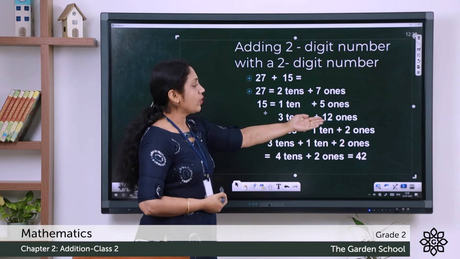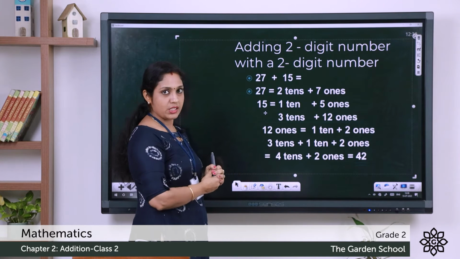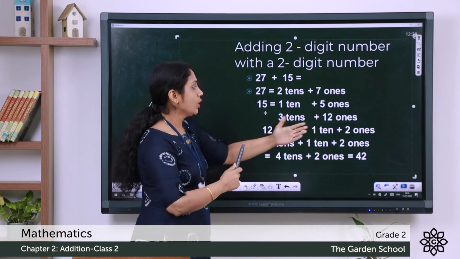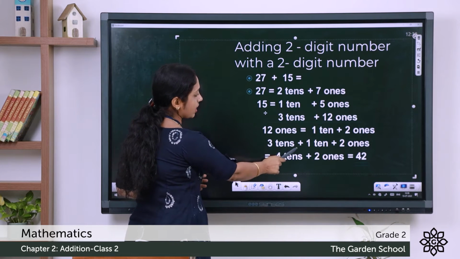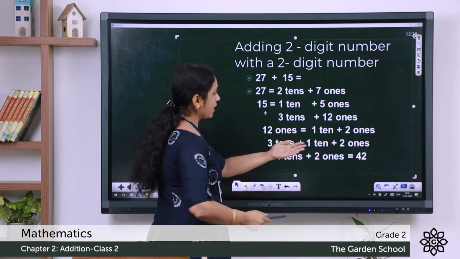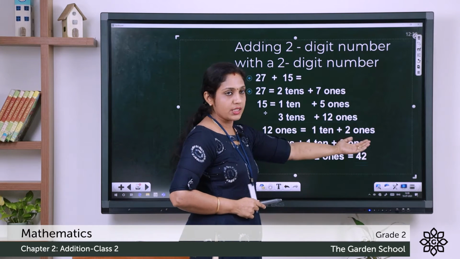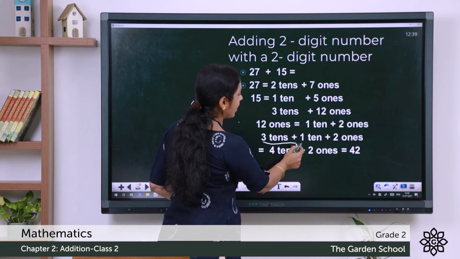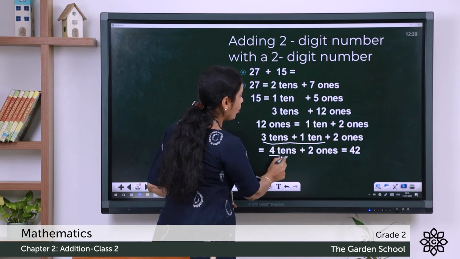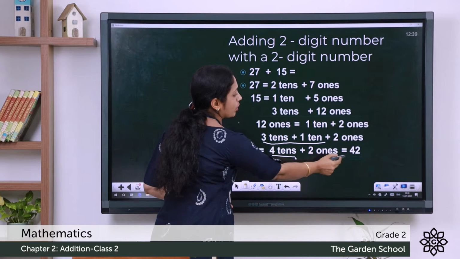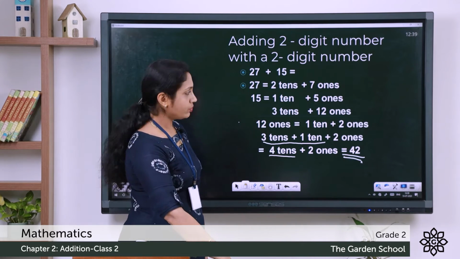Here again 12 ones we are going to split. 12 ones means 1 ten plus 2 ones. So we got now 3 tens plus 1 ten plus 2 ones. So the answer 3 tens plus 1 ten, we add it and we get 4 tens plus 2 ones. So the answer is 42. We'll look at another example.